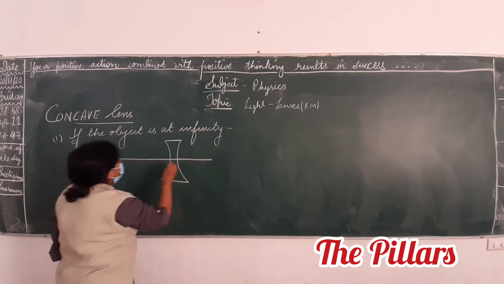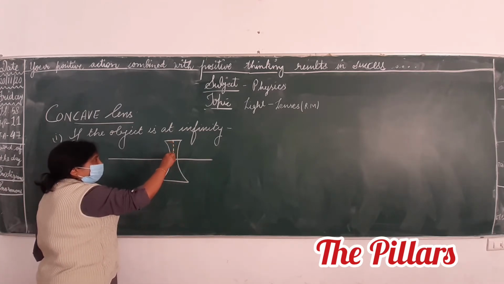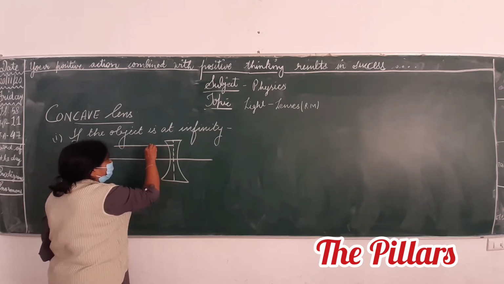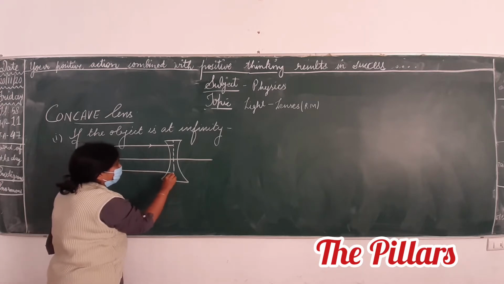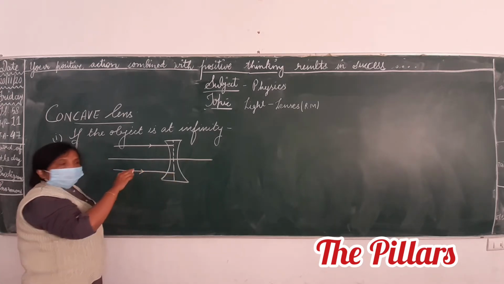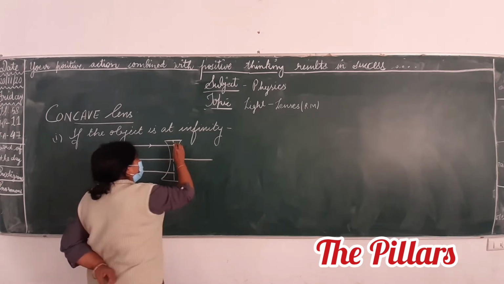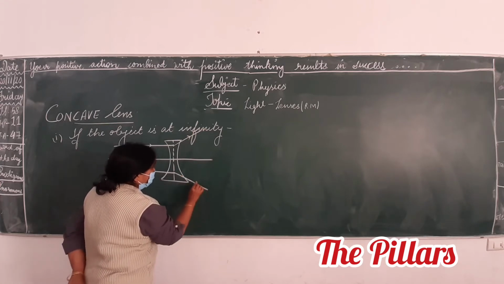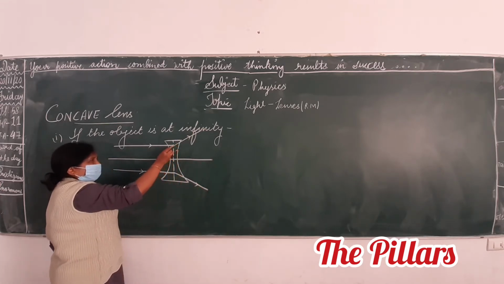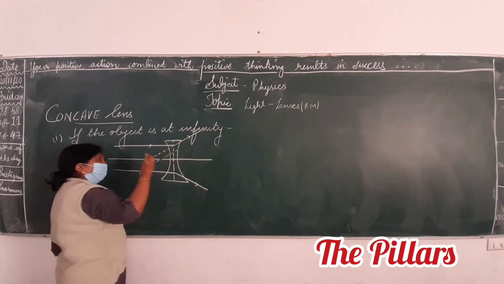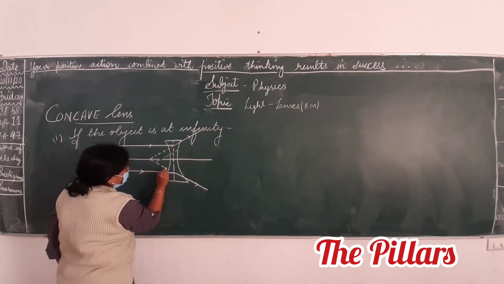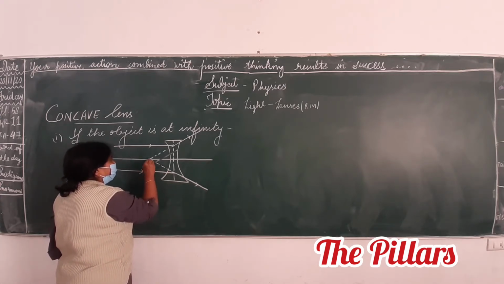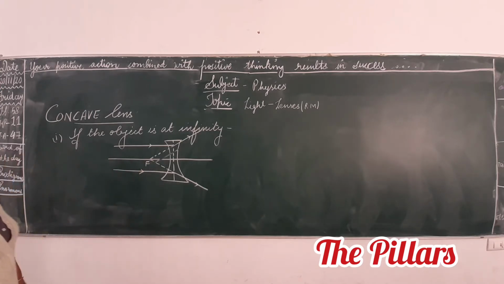They are traveling parallel. See, parallel. The light rays are parallel to each other. So after refraction, what will happen? They appear to meet at a point on the principal axis. That means the image will be formed at focus. The image will be formed at focus.